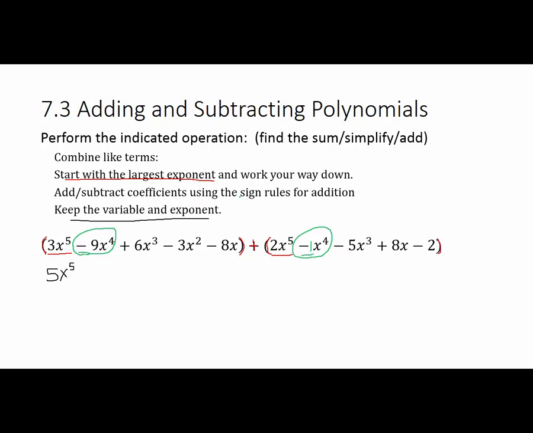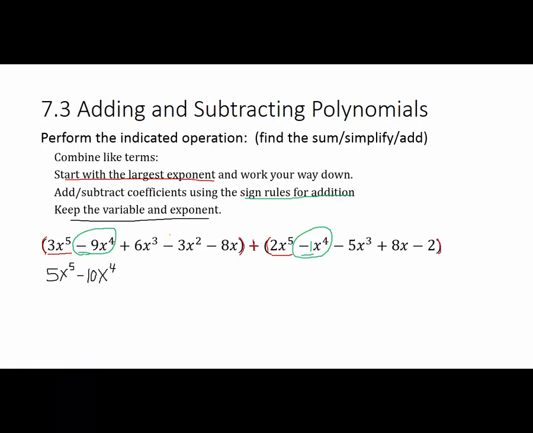I'm going to combine those using those sign rules for addition, which say if you have the same sign, you're going to add and keep the sign. So I owe you $9. I owe you 1 more, so I owe you 10. Negative 9 minus 1 is a negative 10, and bring down your x to the 4th. Never change your base or exponent when you're combining like terms like this. When you're adding and subtracting, you just keep those the same.